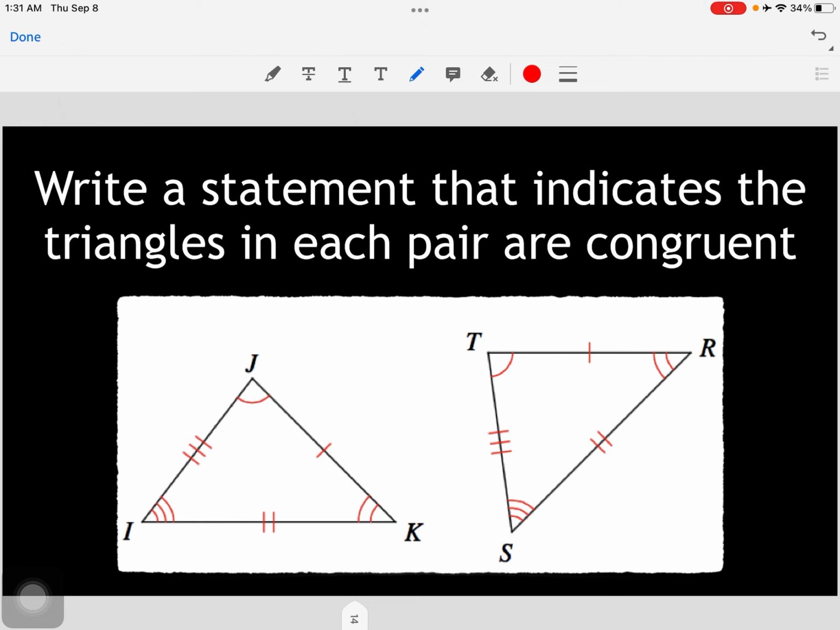Now, write a statement that indicates the triangles in each pair are congruent. Again, the way that I write my triangles, I want to write the vertices in alphabetical order. So for this one, I write triangle IJK.